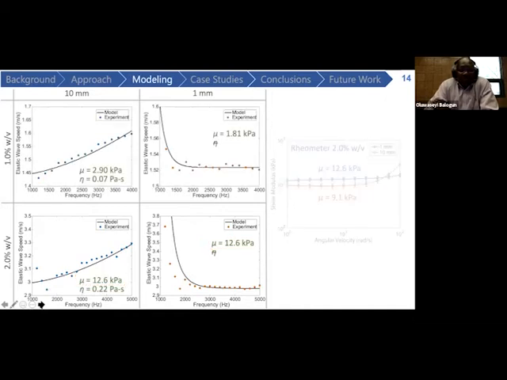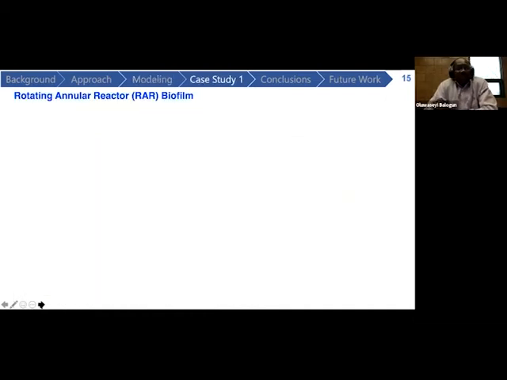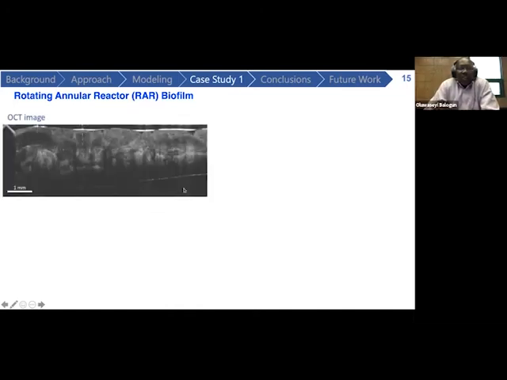Okay. So I'm going to move on to the next slide where we start to show some of the case studies in the biofilm. So this is an example of an environmental biofilm that is grown in the lab. This was done through a collaboration with Professor George Wells. His postdoc assisted us with growing these biofilms in a rotating annular reactor. These are highly complex biofilms with multiple microbial populations, so it's called a mixed culture biofilm.